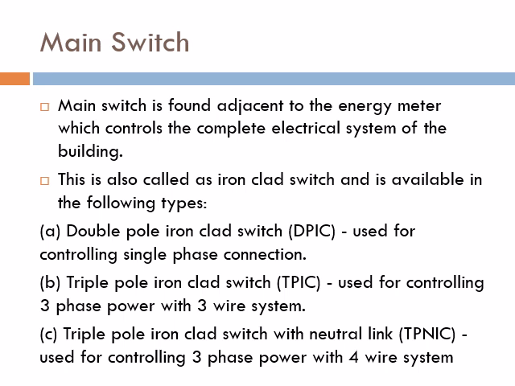This is usually called the ironclad switch, and it is available in the following types: the double pole ironclad switch, mainly used for the single phase connection; the triple pole ironclad switch, used for three phase power lines with the three wire system; and the triple pole ironclad switch with the neutral link, which is used for three phase power with the four wire system, that is three conductors and one neutral.